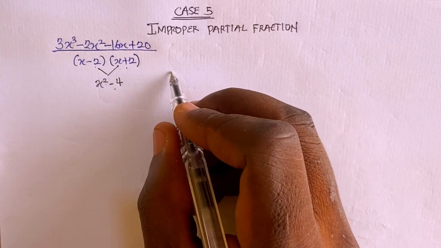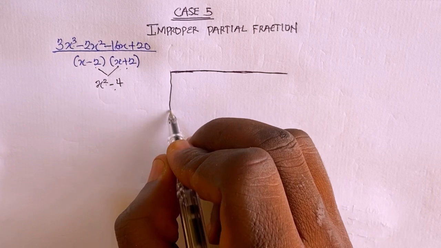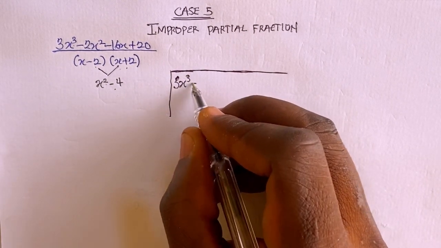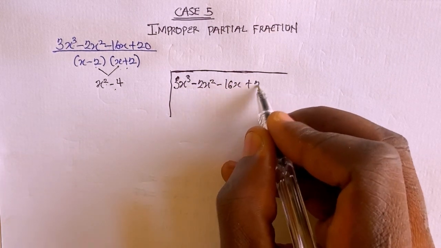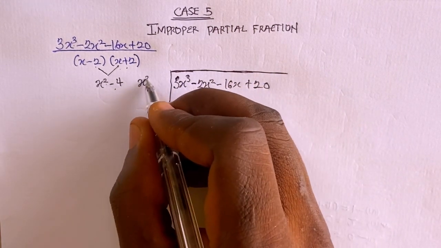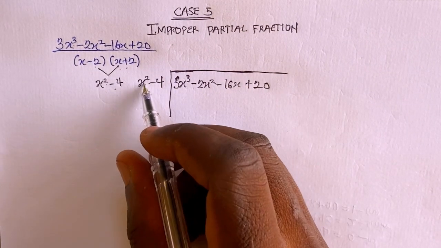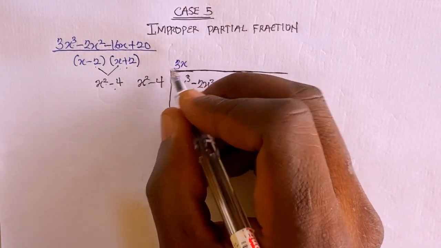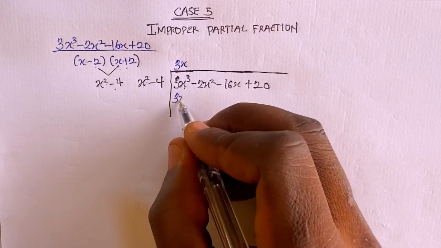So performing a long division, I'm going to have 3x raised to power 3, right? Then minus 2x squared, then minus 16x plus 20. Then I'm having x squared minus 4. So let's perform the long division. Performing long division on this, x goes in this, I will have 3x, right? Then I'll use this to multiply this back. 3x multiplied by this will give me 3x raised to power 3.